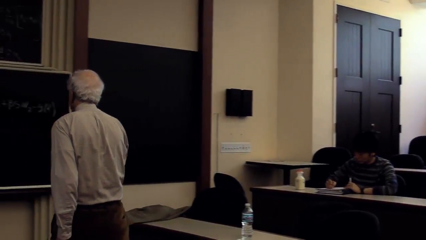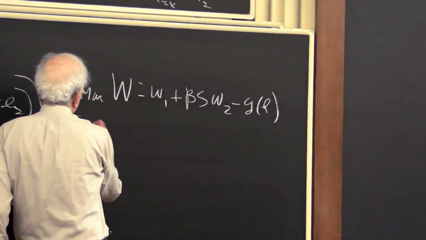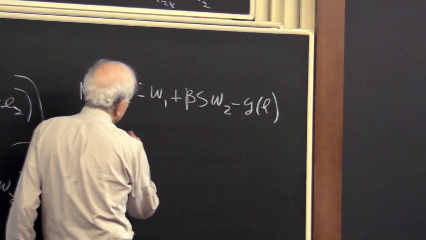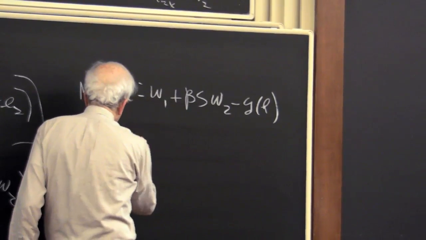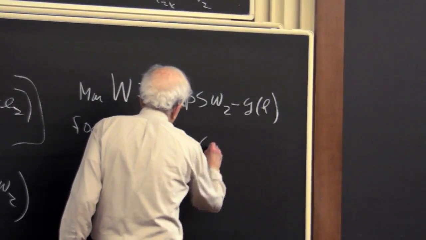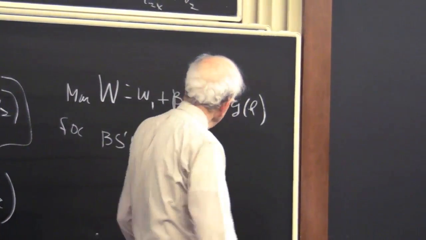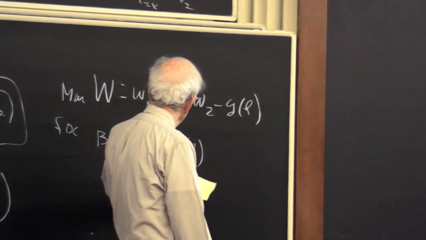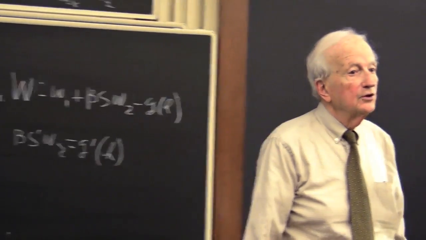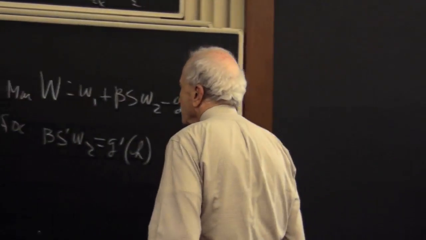And if we do that, what are the first order conditions? H is our only variable here. W1 and W2 are given. The first order condition is what? It's beta S prime times W2 is equal to G prime of H. Right? And concavity with G double prime negative. Remember we mentioned, that would be a perfectly good maximization first order condition. Now, what does it mean?